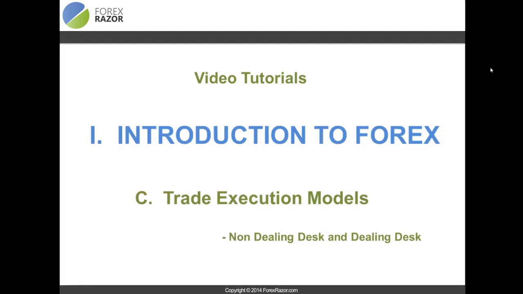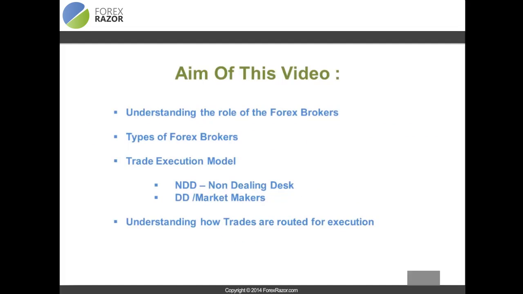In this tutorial, we aim to understand the entire process of trade execution, right from the point that a trader places an order on his trading platform to how it is routed to get the best fill in order to complete his order. Through this video, we will also be discussing the role of Forex brokers in this process of trade execution and the different types of brokers and the trade execution models used by them, which can be classified into the following two types: the non-dealing desk execution model or the dealing desk model, also known as the market makers.